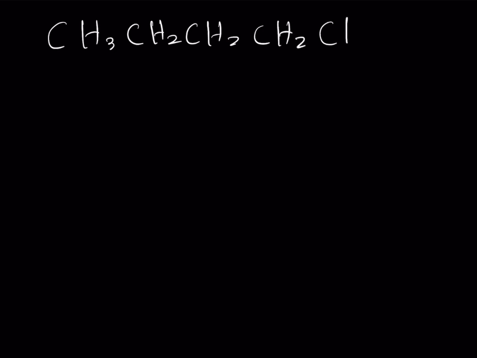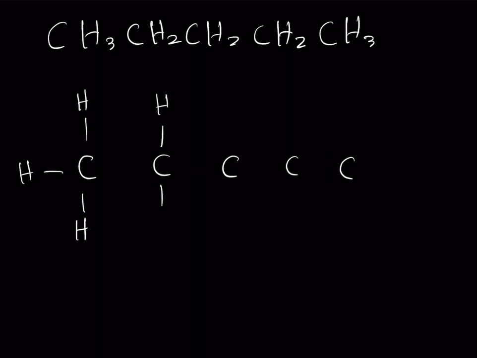Now let's get into a longer chain. Let's say CH3, CH2, CH2, CH2, CH3. How many carbons do we have in this? We have 1, 2, 3, 4, 5. And then we have 3 hydrogens on the carbon on the left. For the next 3 carbons we have 2 hydrogens each. So I'm going to draw those.